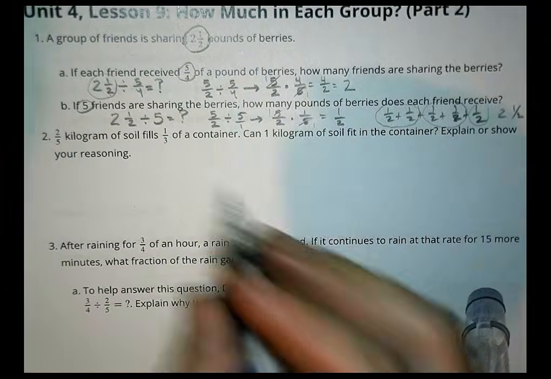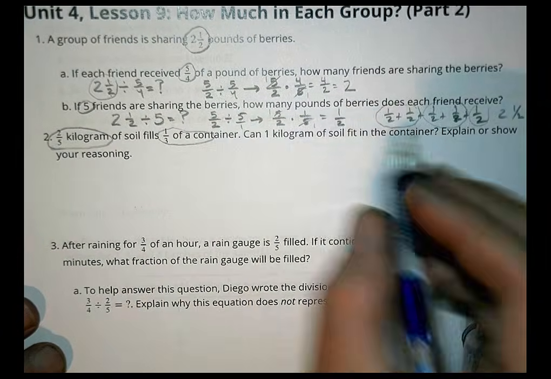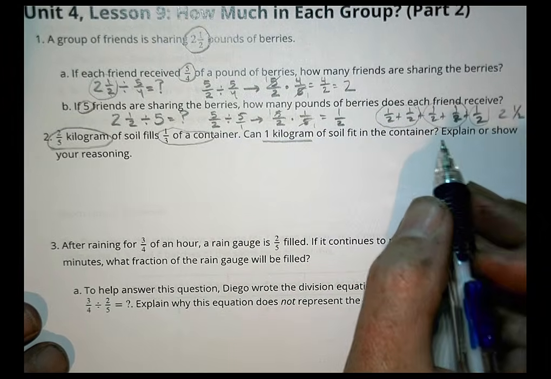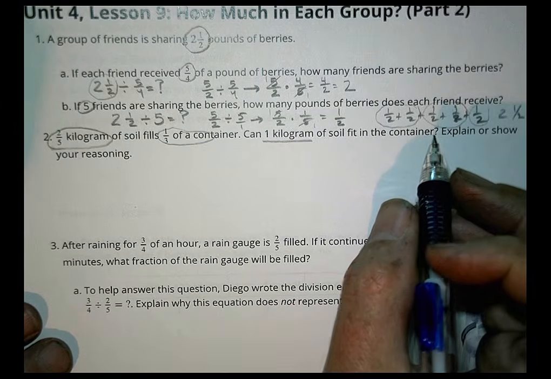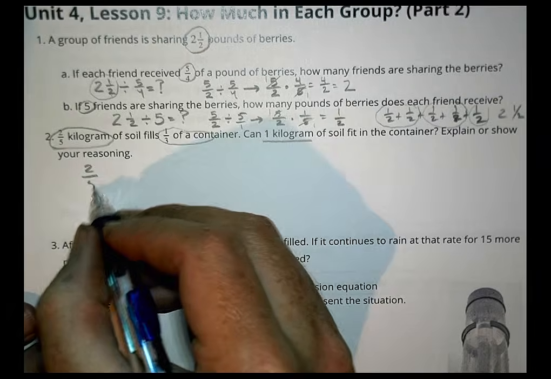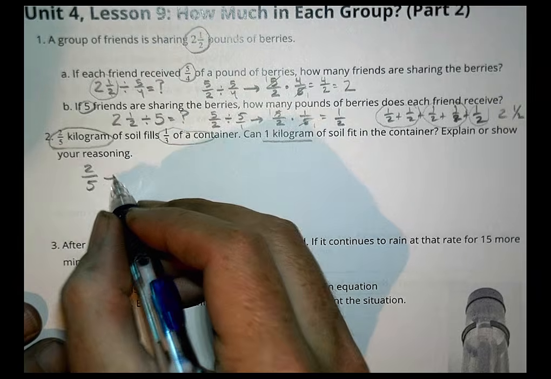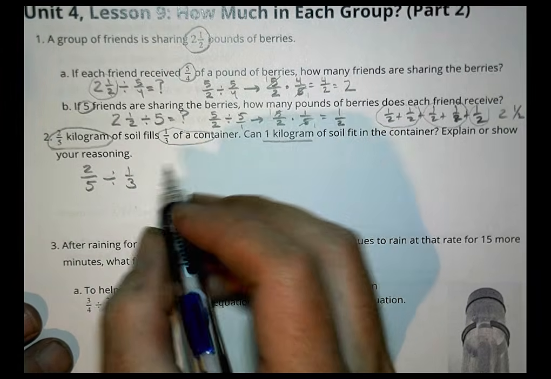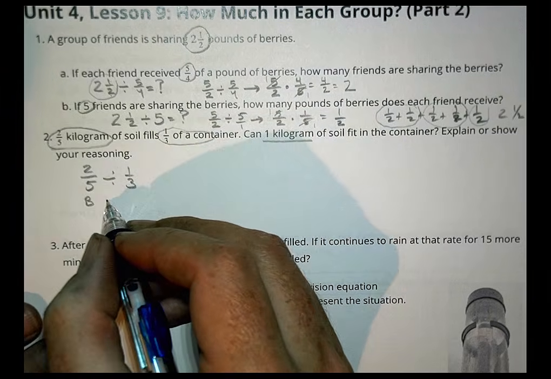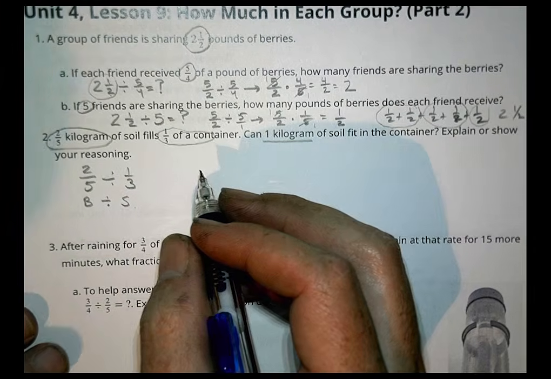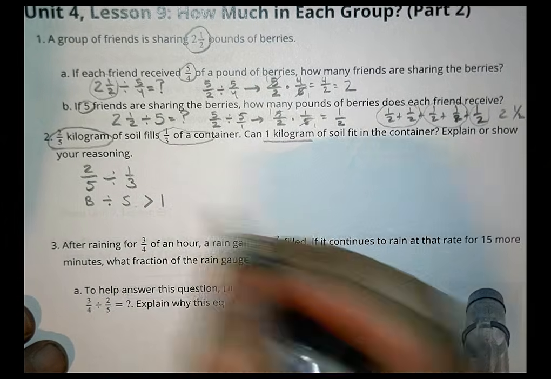Number 2, 2/5 kilogram of soil fills 1/3 of a container. So 2/5 soil, 1/3 container. Can 1 kilogram of soil fit in the container? That's the question. Can 1 kilogram fit inside of there? Well, if I have 2/5 and I am dividing it by 1/3, right? In this case, this is a big number divided by a smaller number. And when we do a big number divided by a small number, we end up with something that is going to be greater than 1.